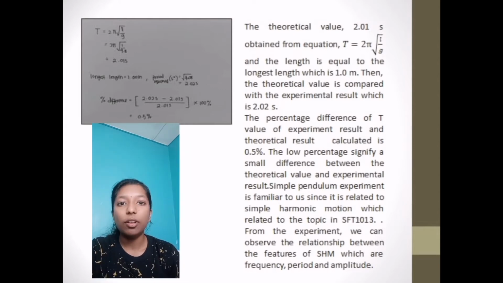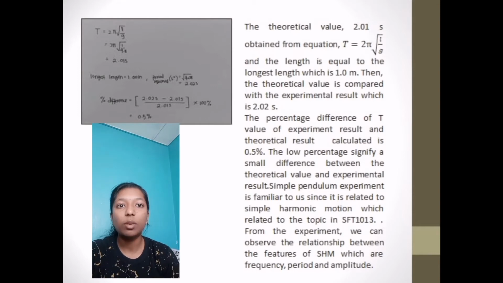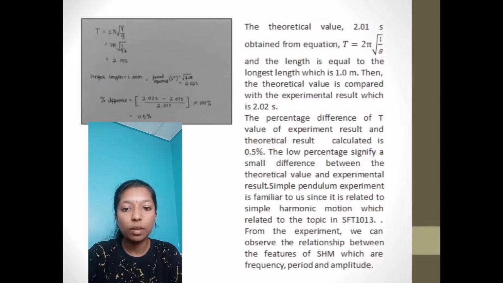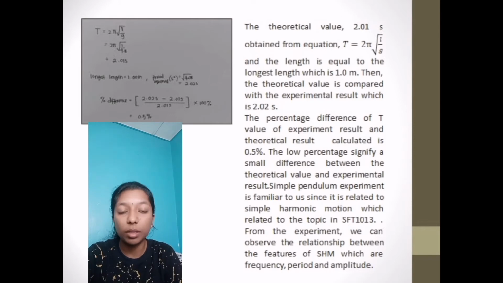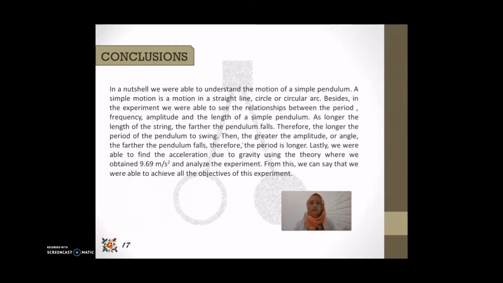The theoretical value is then compared with the experimental value, which is 2.02 seconds, and the percentage difference between the experimental result and theoretical result is calculated as 0.5%. It signifies a small difference between the theoretical value and the experimental result. The simple pendulum experiment is familiar to use since it is related to simple harmonic motion, which is a topic in SFT1013. In a nutshell, we were able to understand the motion of a simple pendulum.